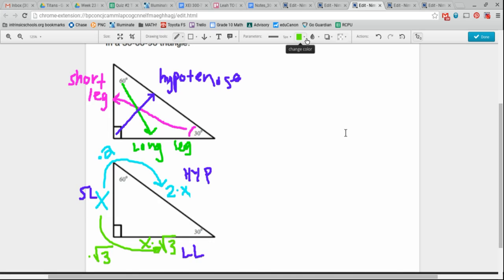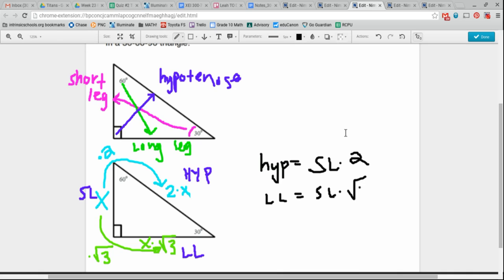Let me write this out in the form of a formula, if that works better for you. So the hypotenuse is equal to the short leg times 2, and the long leg is equal to the short leg times rad 3. So two things to note here. There's only a relationship between the short leg and hypotenuse and the short leg and long leg. Notice there's no relationship between the long leg and hypotenuse. So you are always going to have to go back to the short leg if you want to find either the hypotenuse or long leg.